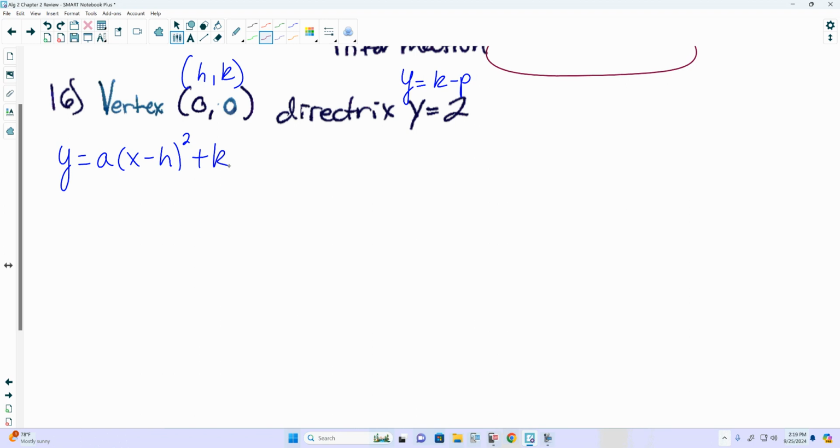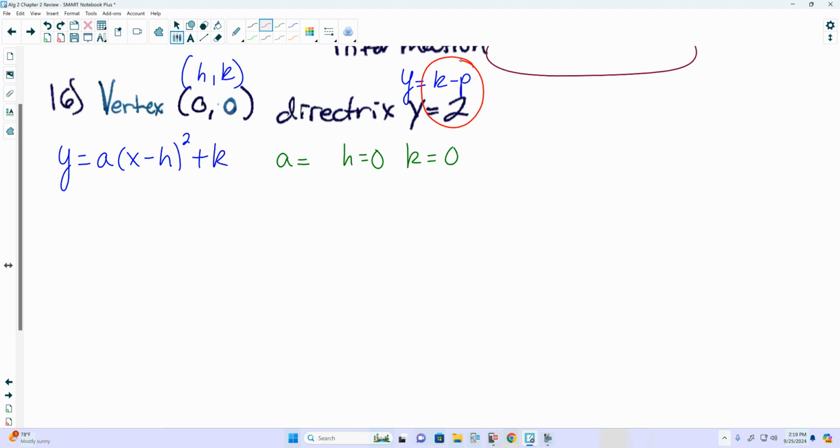And to get our equation, we need 3 things: a, h, and k. We know 2 of them. We know that h is what? k is 0. Now to find a, I need to find p. a is equal to 1 over 4p.